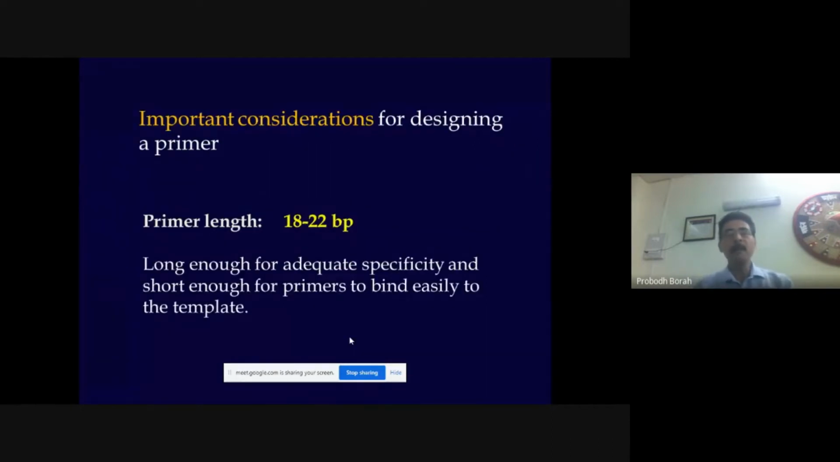So what are the important ideal properties of a primer? Number one, the primer length. Ideally, the length of the primer may be variable from around 15 to 25 base pairs. But sometimes for certain specific purposes, we may need either shorter or longer primers. You will find in literature some primers designed to be around 30 to 35 base pairs even.